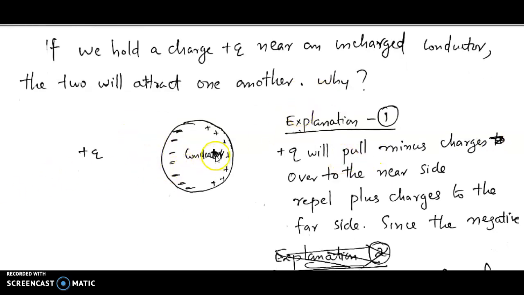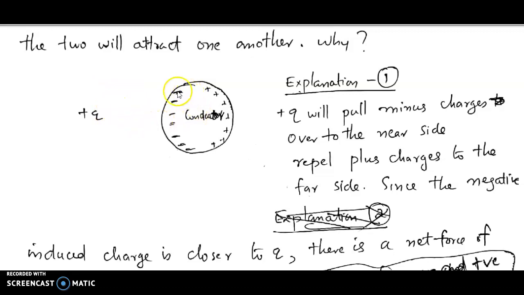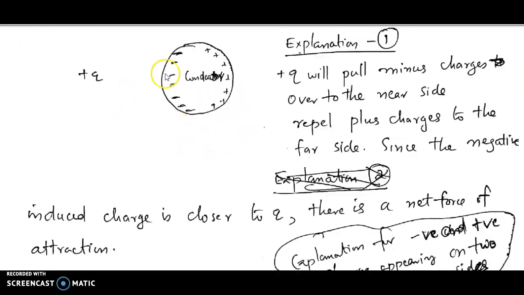Why? Because this plus Q charge will pull minus charges to the near side of the conductor, and equivalent corresponding positive charge will appear on the far side. And since the negative charge is closer to the plus Q charge, the force of attraction between the negative charge and the plus Q will be greater than the force of repulsion between plus Q and this positive charge. So there will be a net force of attraction.